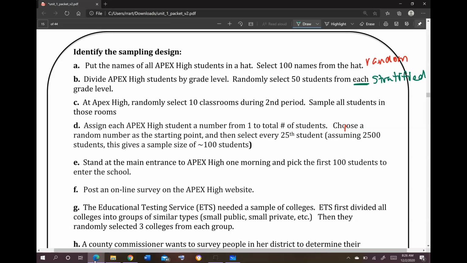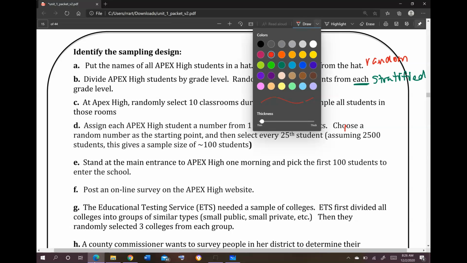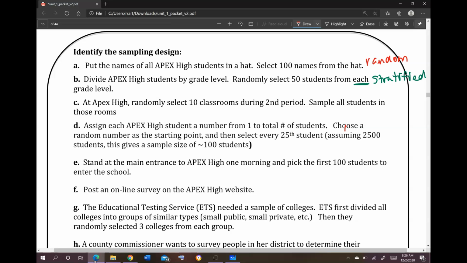Each is your keyword when you've got some groups there. All right, next one says at Apex High, randomly select 10 classrooms during second period, sample all the students in those rooms. So I randomly select 10 classrooms during second period. Sometimes you have to think, a classroom's a group, right?